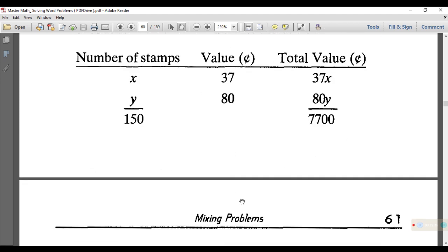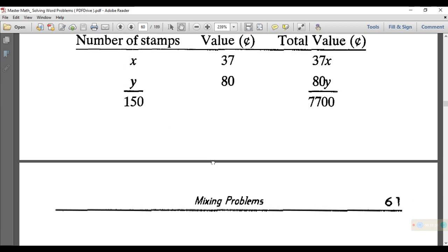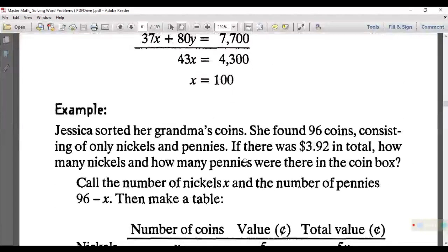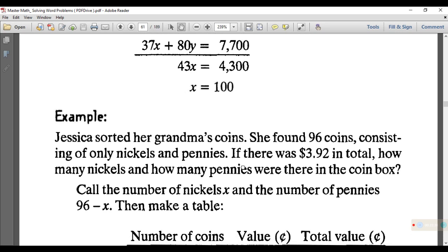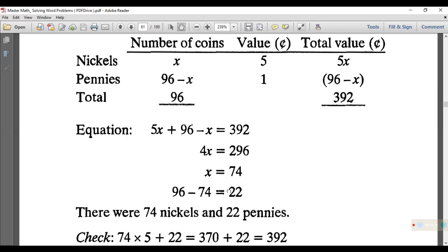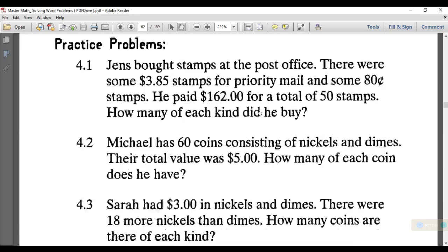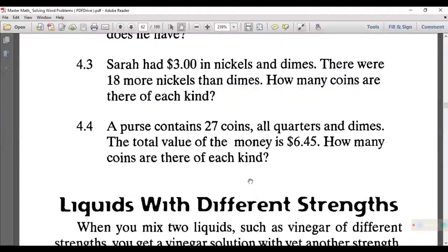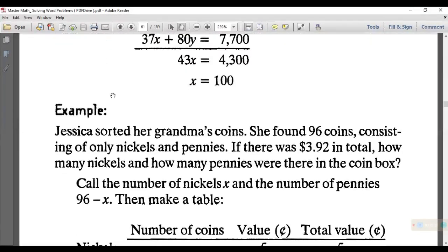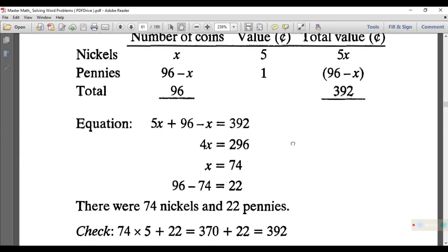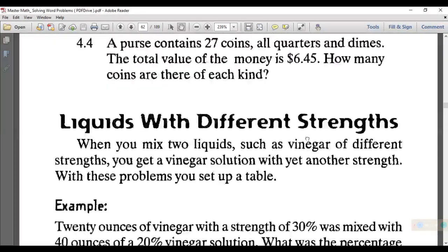Ito naman yung solution na sinunod natin. May variable x, may variable y. Okay? Okay. Ano to? Coins. So, Jessica sorted her grandma's coins. Parehas halos lang din ng nature yung dalawang problem. So, hindi ko na ibibigay yung dito sa equation sa example number 2. Kayo na bahalang bumasa. Move na tayo dito sa liquids with different strengths.